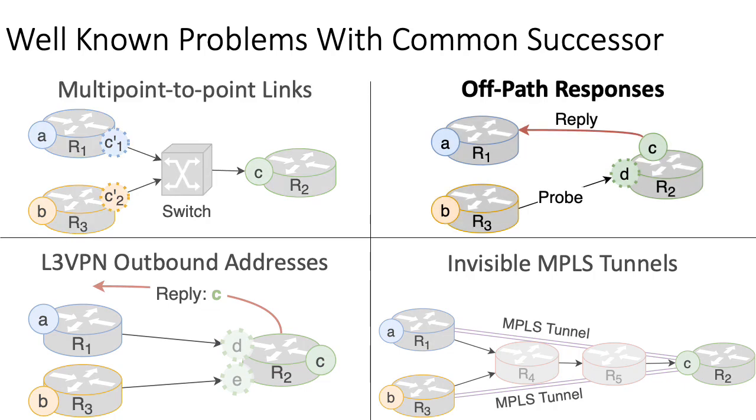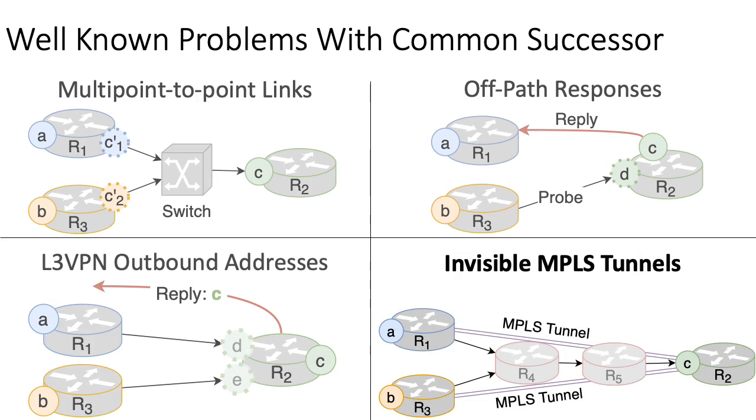Second, some routers don't always respond with the inbound interface address. Instead, they reply with an off-path address, usually the address of the interface that transmitted the traceroute reply. Third, when traceroute packets traverse an L3 VPN, the exit router responds with the outbound address. This is the address of the interface that would have continued forwarding the probe packet. And fourth, invisible MPLS tunnels can cause routers to falsely appear directly connected.